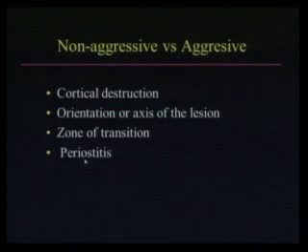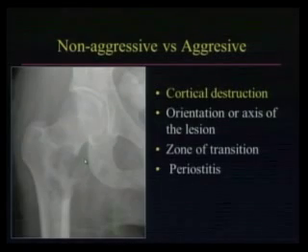So we have to characterize the lesion regarding the presence of cortical destruction. Orientation is not very useful. The zone of transition is very useful, and the periosteal reaction is also useful. So of course, if you have cortical destruction, as you see in this case, the lesion is aggressive, right? You may also have expansion of the cortex, and this could be seen in benign or malignant lesions. For example, metastasis of renal cell carcinoma or thyroid metastasis may expand the bone with thinning of the cortex and cortical destruction. But if you see cortical destruction, of course, the lesion is aggressive.